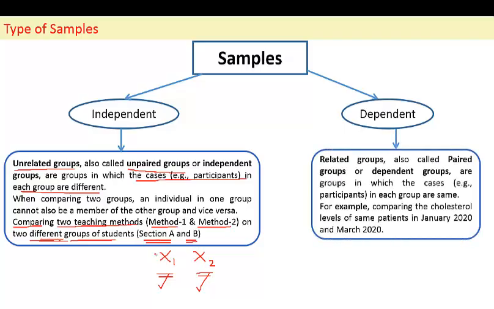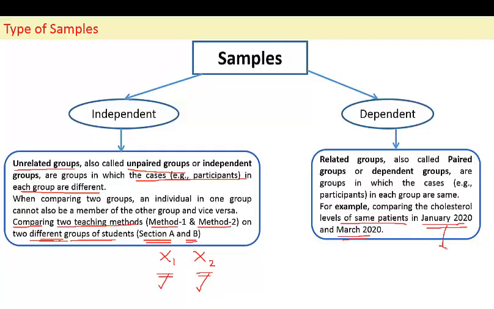They are related groups, also called paired groups. That is why we sometimes call this test a paired t-test. So just focus on the example here, comparing the cholesterol level of the same patients over two different times. For example, you are comparing the cholesterol level of the same group of patients, one reading taken in January 2020 and the second reading taken in March 2020.